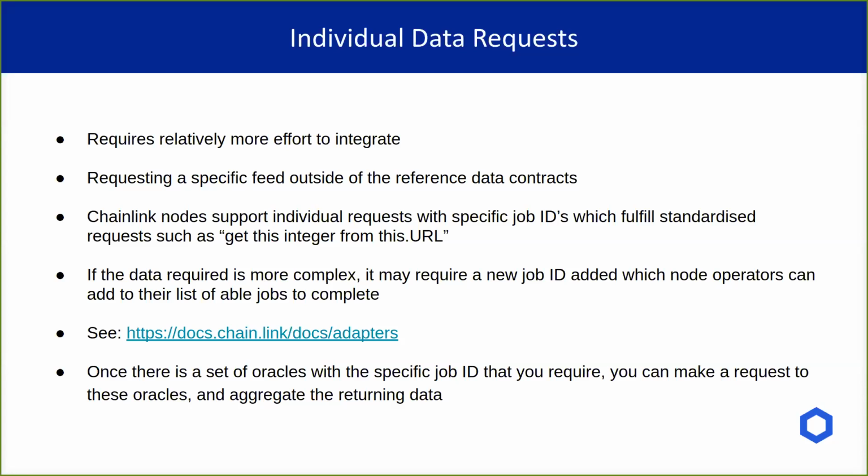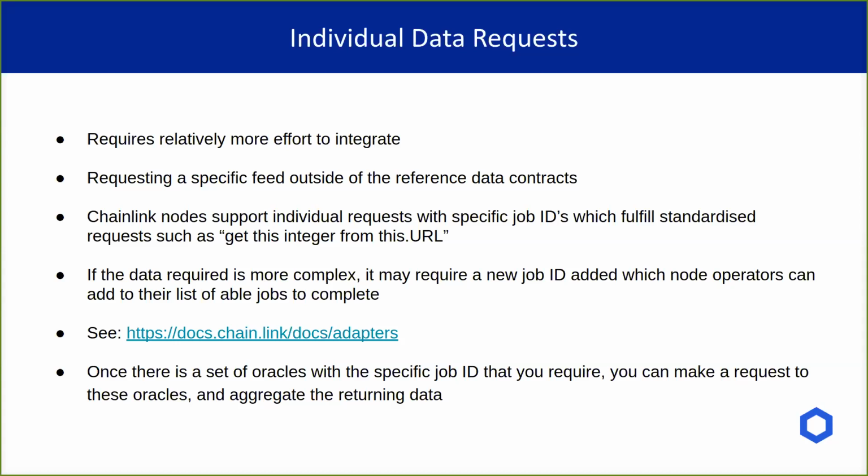So if you had an API that you know had an integer that you wanted, it'd simply just be get this dot integer from this dot path from this dot URL, and you can plug that straight into your contract. If the data required is a bit more complex, it may require a new job ID, which node operators can add to their list of jobs, but this is a bit out of scope for most tasks that need to be done, such as a simple API request.